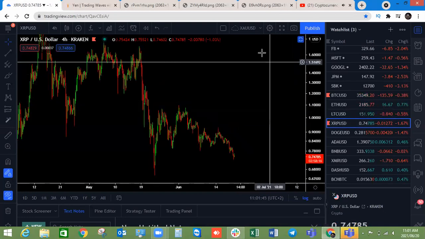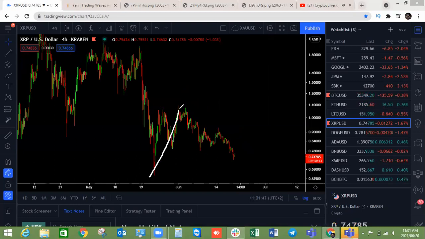Similar structure. So Ripple has made 3 waves to the upside. So what has been happening with Ripple? It has been making these 3 waves to the downside. We should see it retest the 0.63 level here before any bounce to the upside. That is how we're looking at Ripple.